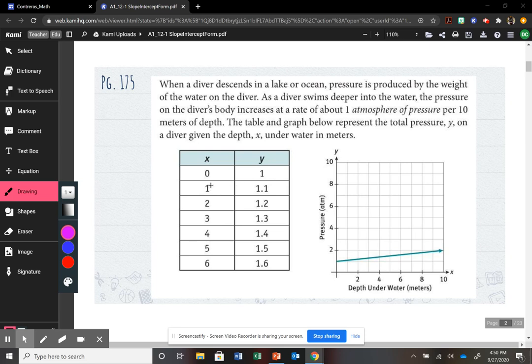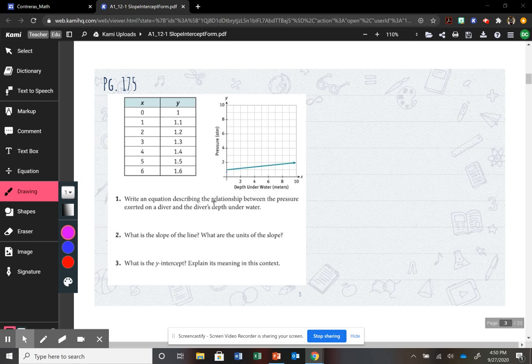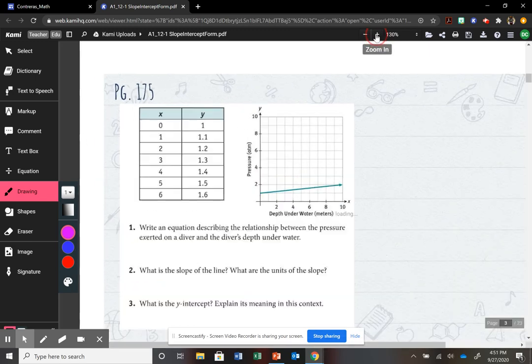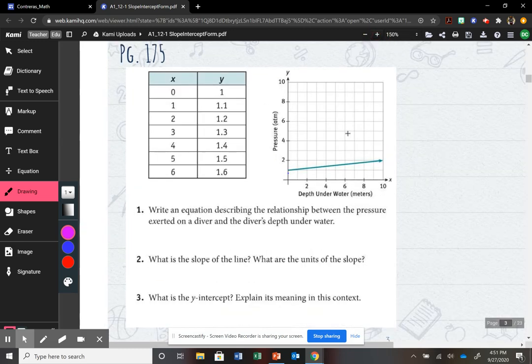So as you go from 0 to 1 meter, so for every meter, you can see that it goes up 0.1 atm, or 1/10 of an atmosphere of pressure. Okay, so we're going to see that right now. So on page 175, write an equation describing the relationship between the pressure exerted on the diver and the diver's depth in the water. So let me zoom in. Here we go. All right, so we've practiced how to find these y-intercepts and the slopes for a little bit in our warm-up. So we're going to continue that here.